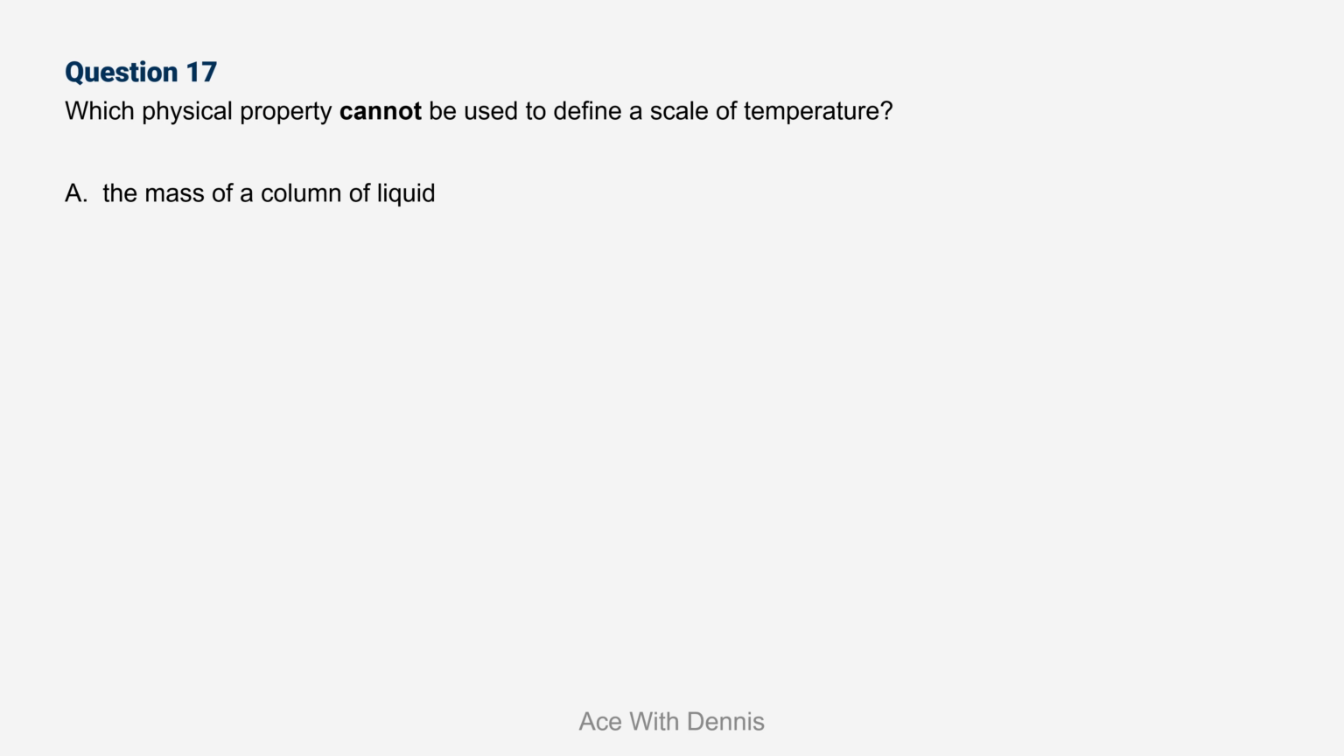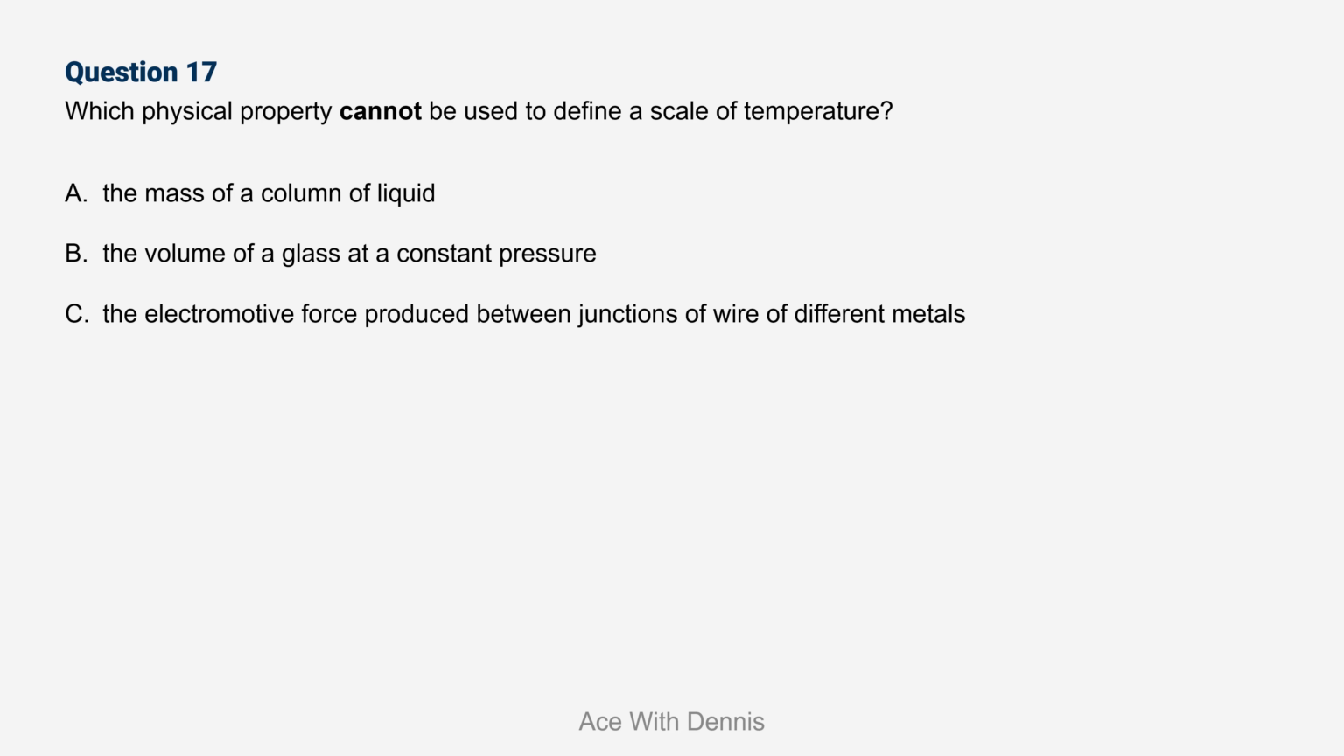Question 17. Which physical property cannot be used to define a scale of temperature? A. The mass of a column of liquid. B. The volume of a gas at a constant pressure. C. The electromotive force produced between junctions of wires of different metals. Or D. The resistance of a metal wire.